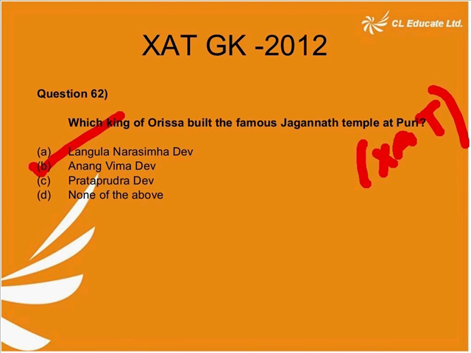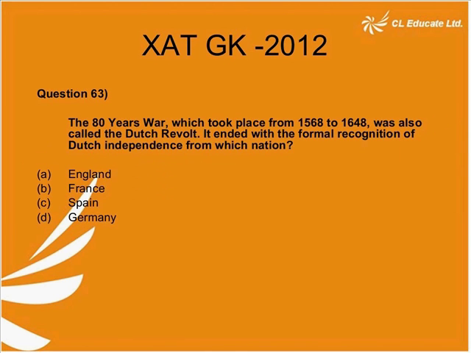In 63, now 80 years war, Dutch got independence. The Dutch got independence from which country? From which country they were officially recognized as independent in 1648? The correct country was Spain. Spain had occupied most of the European mainland. So Dutch gained independence from Spain in 1648.